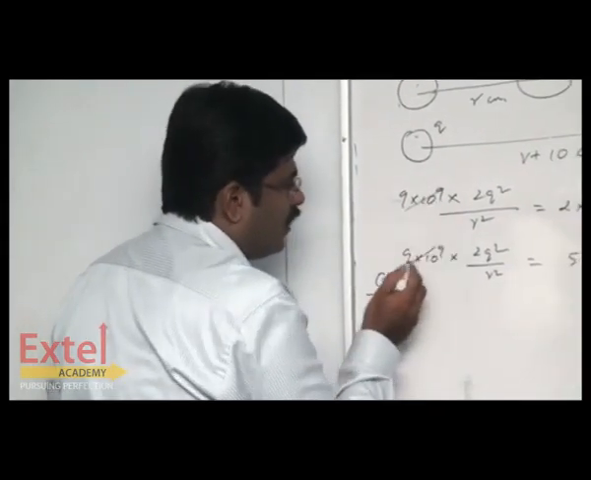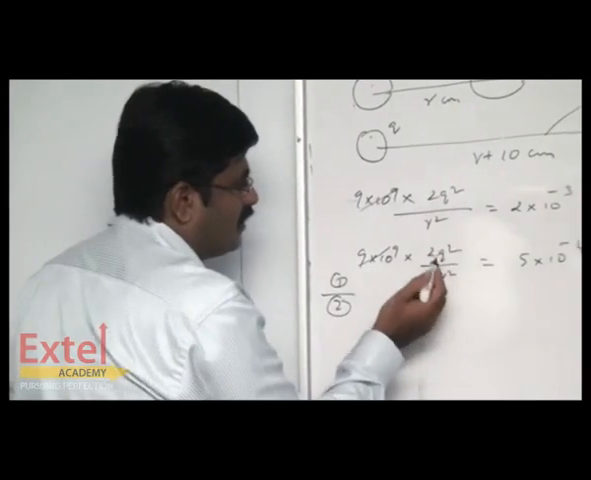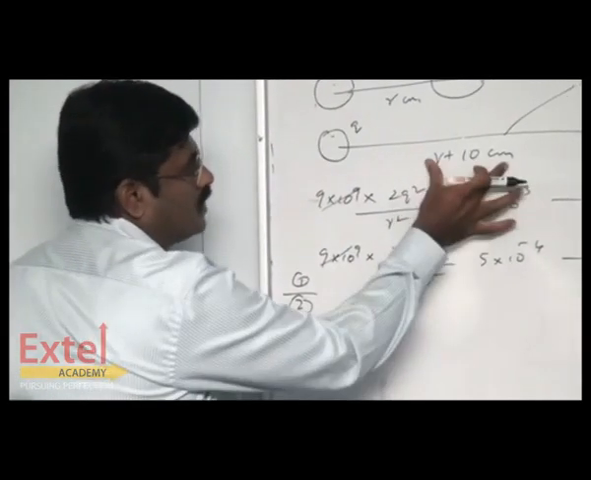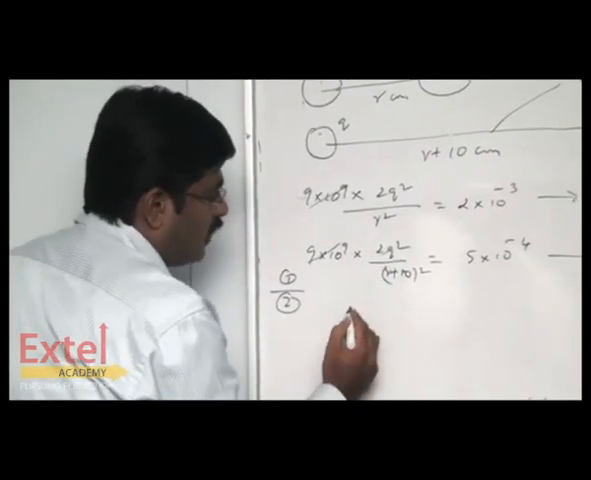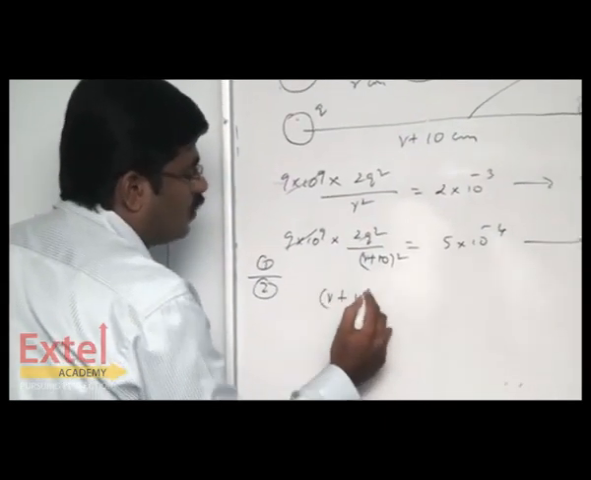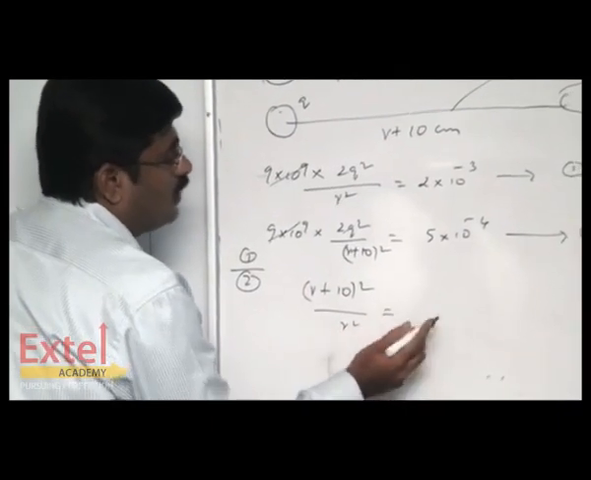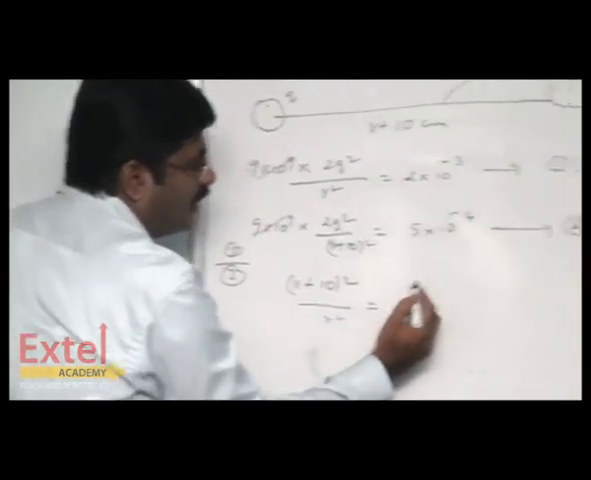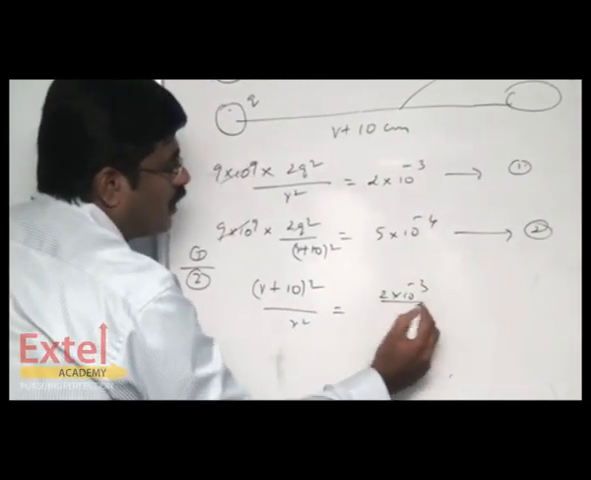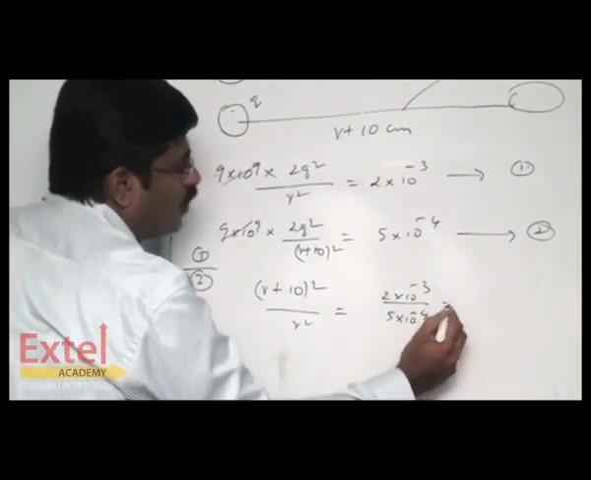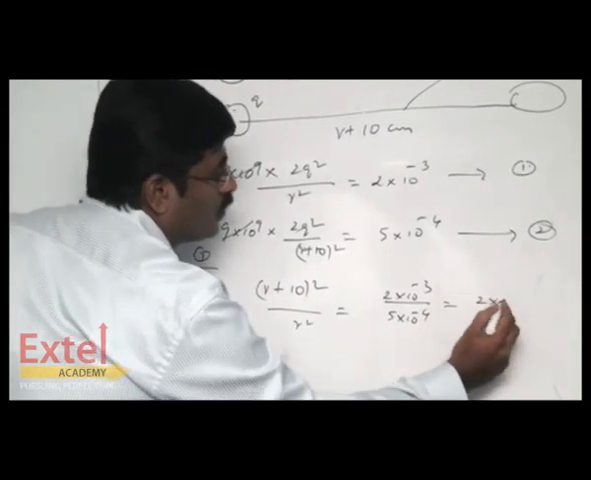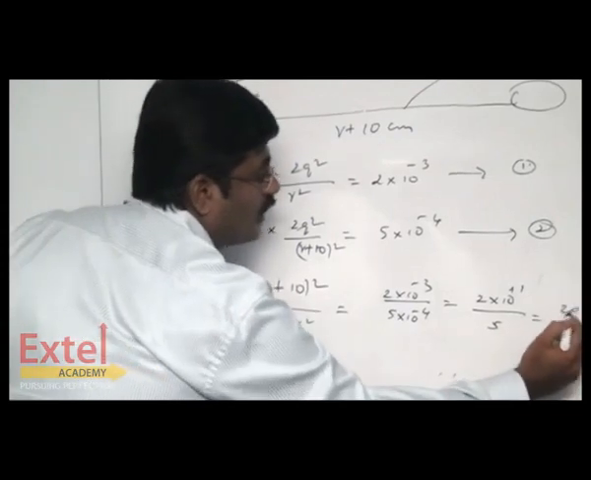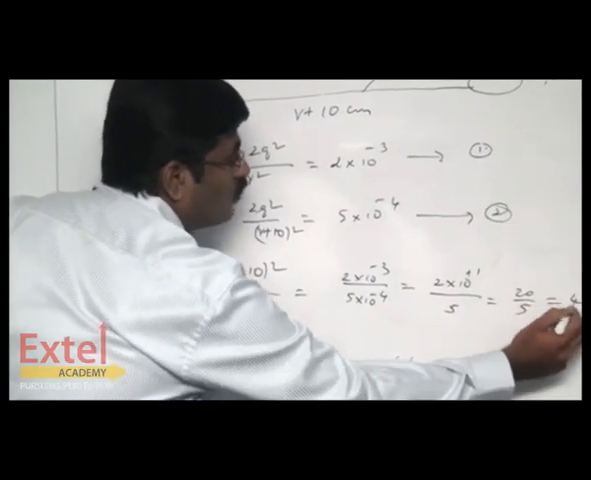Again, all these values will be cancelled, everything will be cancelled, and this becomes R plus 10 the whole square, because the distance is R plus 10. Then you get R plus 10 the whole square by R square. When you divide 2 by 5, 2 into 10 to the power minus 3 by 5 into 10 to the minus 4 will give you 2 into 10 to the power plus 1 by 5. So it becomes 20 by 5 is equal to 4.